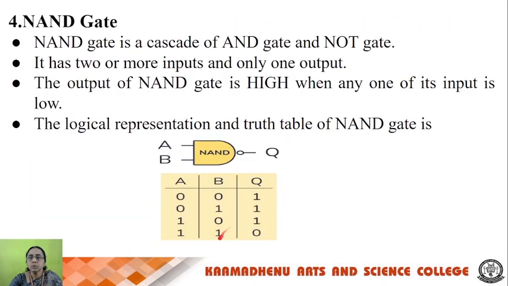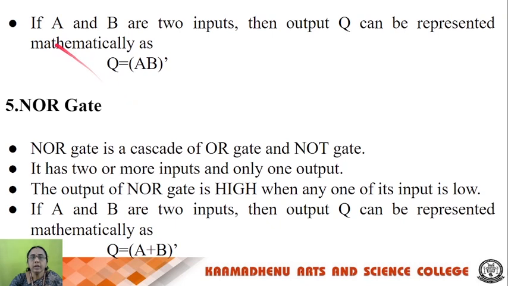Next one is the truth table for the NAND gate. In this truth table, when both the input values are high, the output value is low, otherwise the output value is high. If A and B are two inputs, then the output Q can be represented as Q equal to A into B, the whole dash.